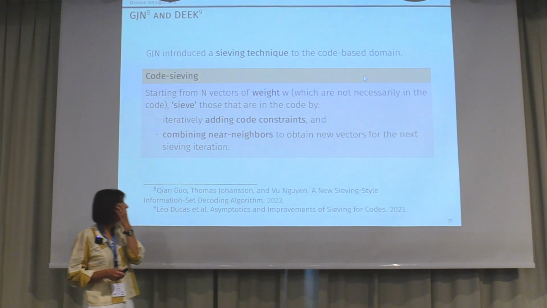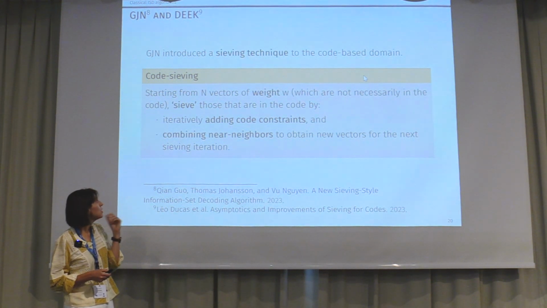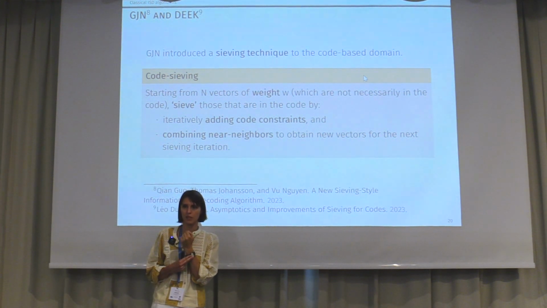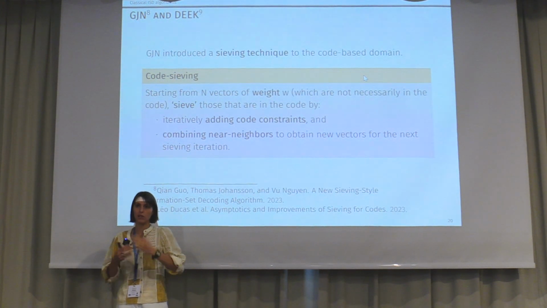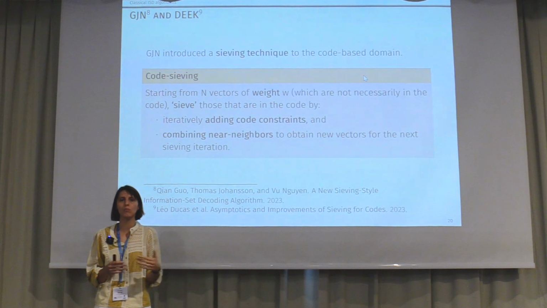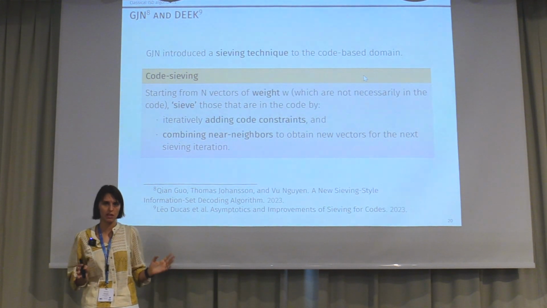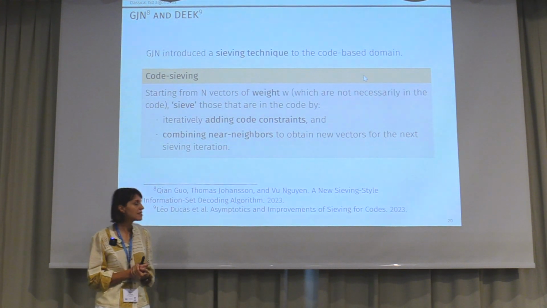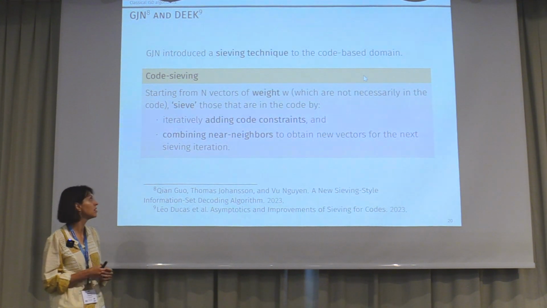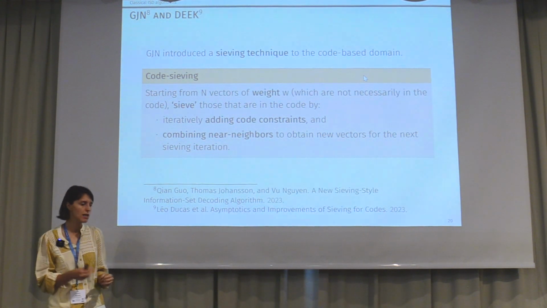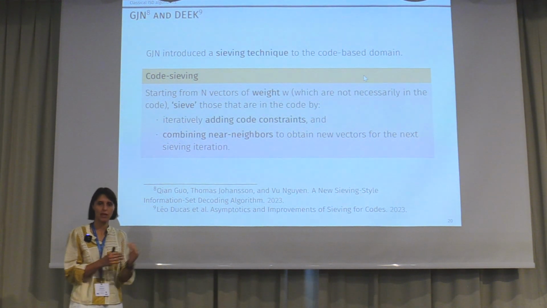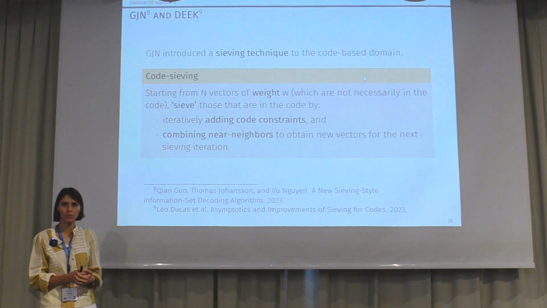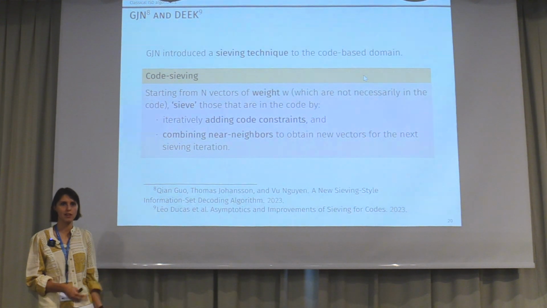So in the case of the code sieving that Guo, Johansson, and Nguyen introduced, they observed that we can use this type of technique to solve even the full instance of our problem. So we are now assuming that maybe we can be even outside of our information set decoding regime. We are just given an instance of the problem, and we are asked to find capital N vectors of weight W, assuming we can do that. So we start from capital N vectors of weight W that are not necessarily in the code, and what we want to obtain at the end is capital N vectors that are in the code.